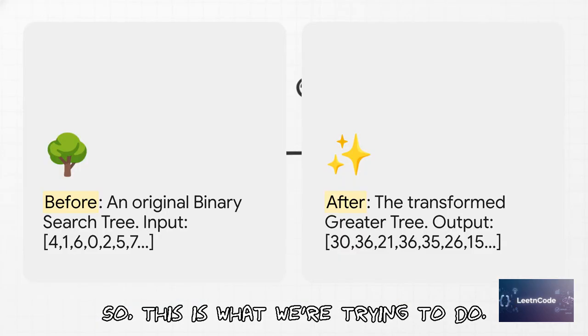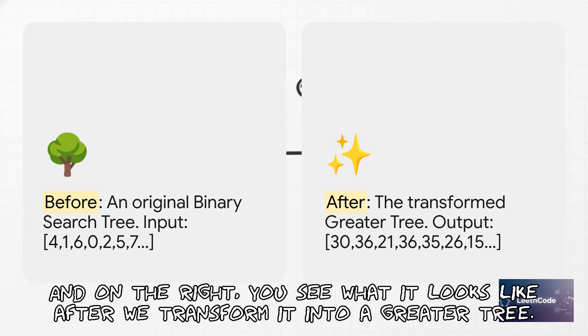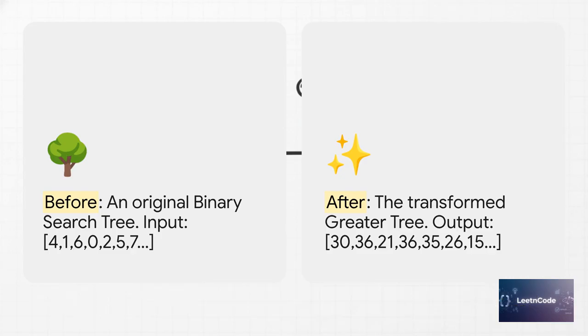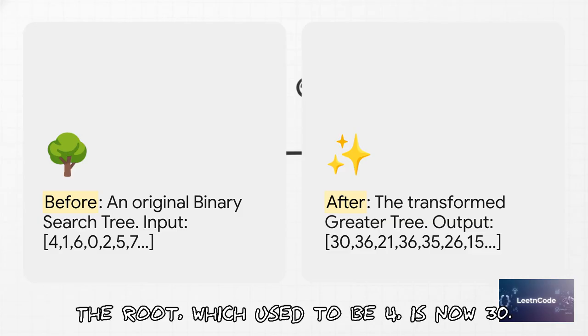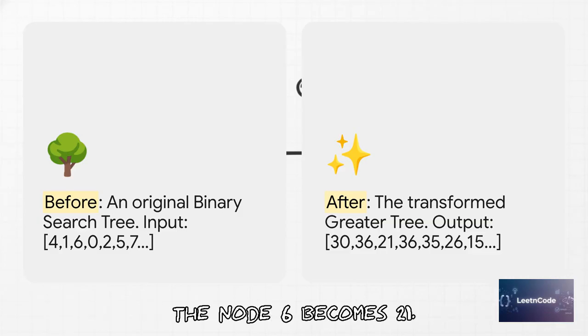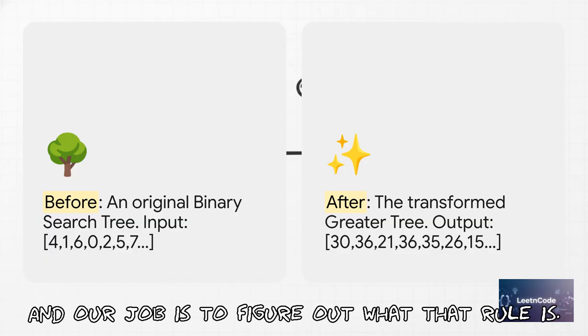So, this is what we're trying to do. On the left, you've got your standard BST, and on the right, you see what it looks like after we transform it into a greater tree. Just look at the values. They're completely different. The root, which used to be 4, is now 30. The node 6 becomes 21. This isn't just random. There's a very specific rule being applied here, and our job is to figure out what that rule is.